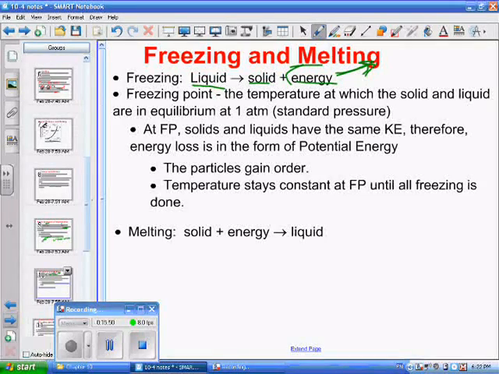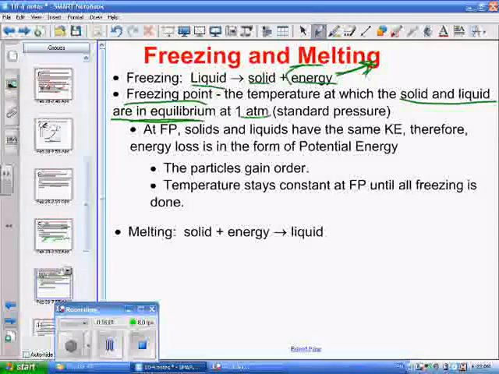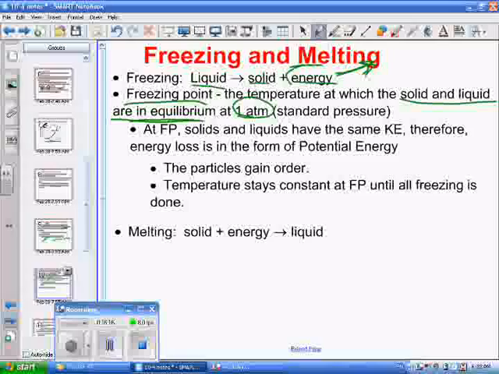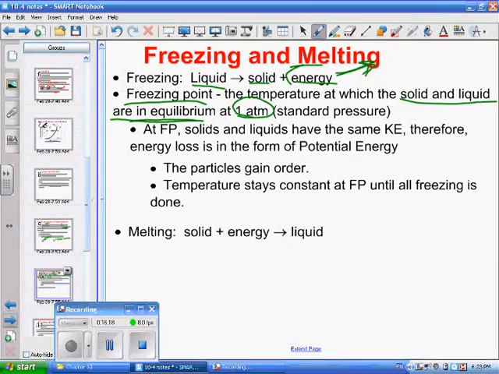Freezing point is the temperature at which the solid and liquid are in equilibrium. So that's weird. Freezing point, we usually think it's when the liquid becomes a solid. Not true. Defined, it's when the solid and the liquid are at equilibrium, and I have to have something like a standard, and that's going to be 1 atmosphere. All right, so at freezing point, solids and liquids have the same kinetic energy. Therefore, energy loss is in the form of potential energy. So when the liquid is changing to the solid, we have the same exact temperature. The solids and liquids are the same temperature.